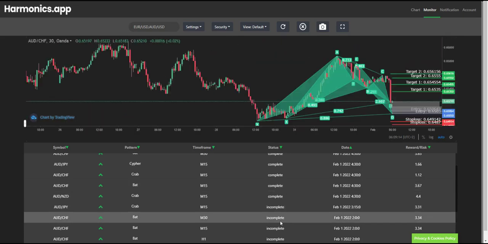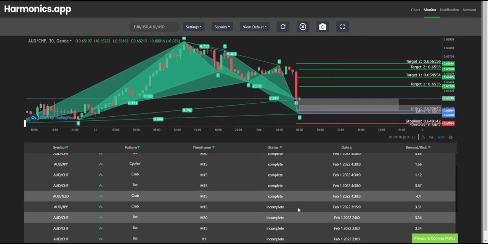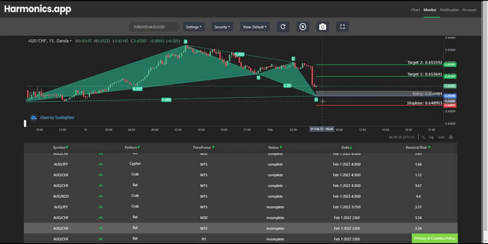For the incomplete patterns, you can see here that you have the D point almost reached. But there are several candles missing until the D point is reached. Sometimes it can happen that this pattern will stay incomplete all the time. So for example, if the price goes up from this point, this pattern will not be completed at all. But the scanner sends you a notification. There is a high chance that this pattern will complete very soon, in several of these candles.